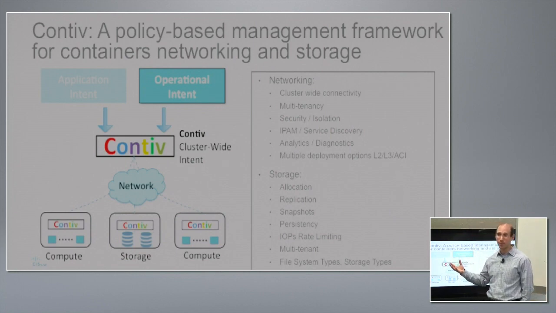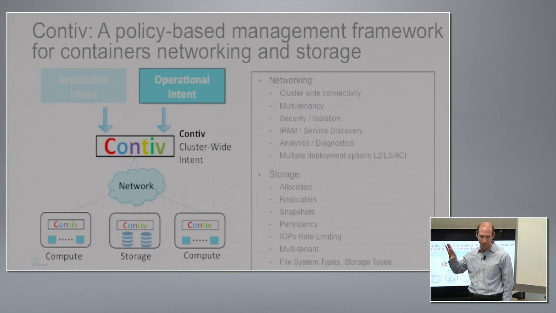Contiv can handle IPAM for containers. It can handle service discovery. It will ultimately have tools for analytics and diagnostics. And I mentioned it has these multiple deployment models that can work across a range of different networks. So if you have ACI, you can benefit from all the things ACI does. If you want to have a routed L3 network, Contiv can also work in that domain.